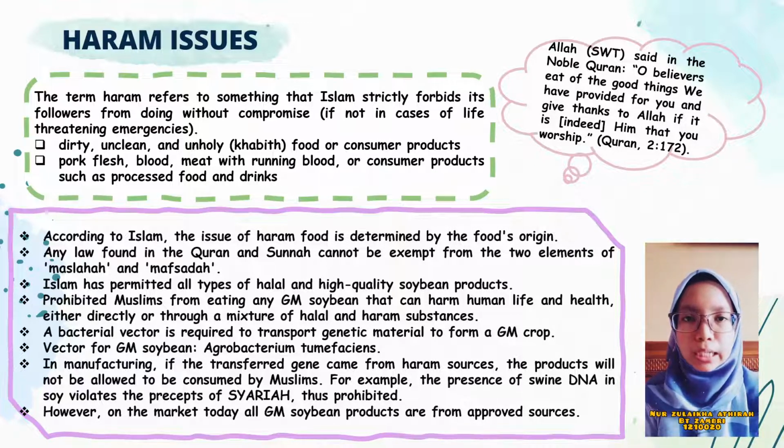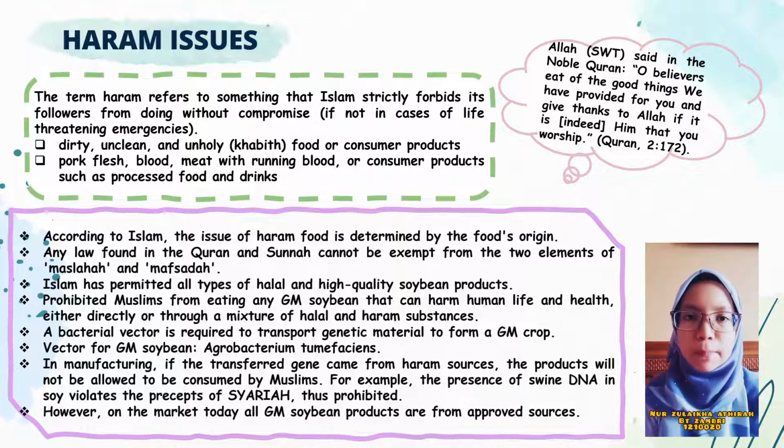According to Islam, the issue of haram food is determined by the food's origin. Any law found in the Quran and Sunnah cannot be exempt from the two elements of maslahah and mafsadah. Concerning biotechnology products such as GM soybeans, to preserve these fundamentals, Islam has permitted all types of halal and high-quality soybean products. This statement has indirectly prohibited Muslims from eating any GM soybean that can harm human life and health, either directly or through a mixture of halal and haram substances.